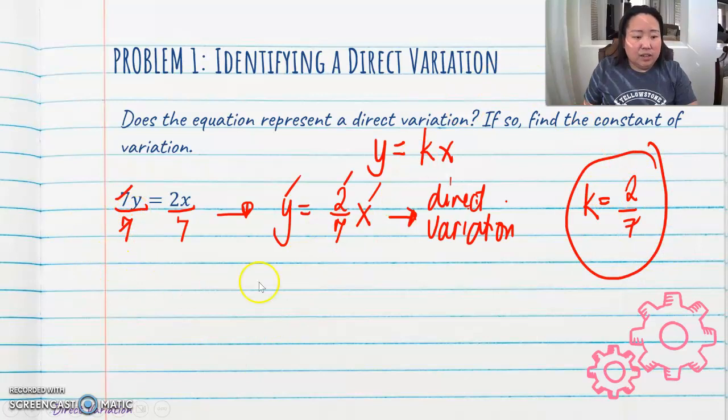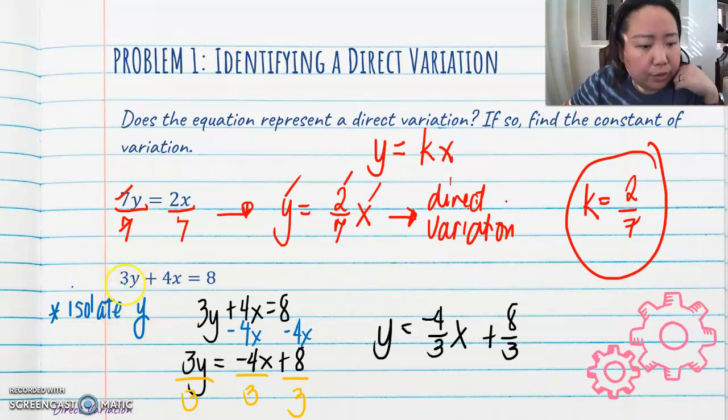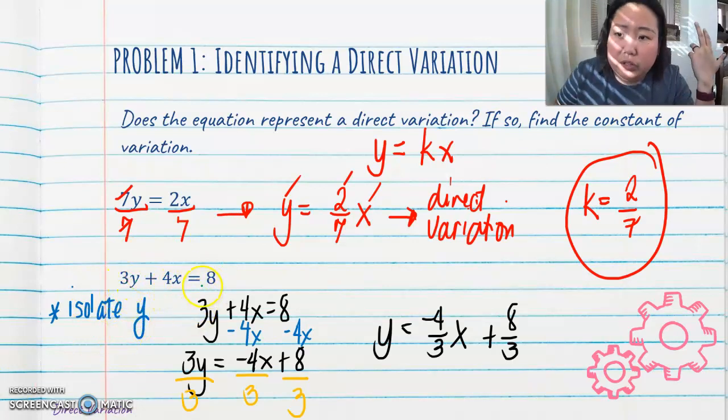Okay, so let's have the next example. 3y plus 4x equals 8. So why don't you try this one and see if it is a direct variation or not? And if yes, you need to find the constant of variation. So try this one out. Go ahead. All right, so as you can see, our expression here is 3y plus 4x equals 8.